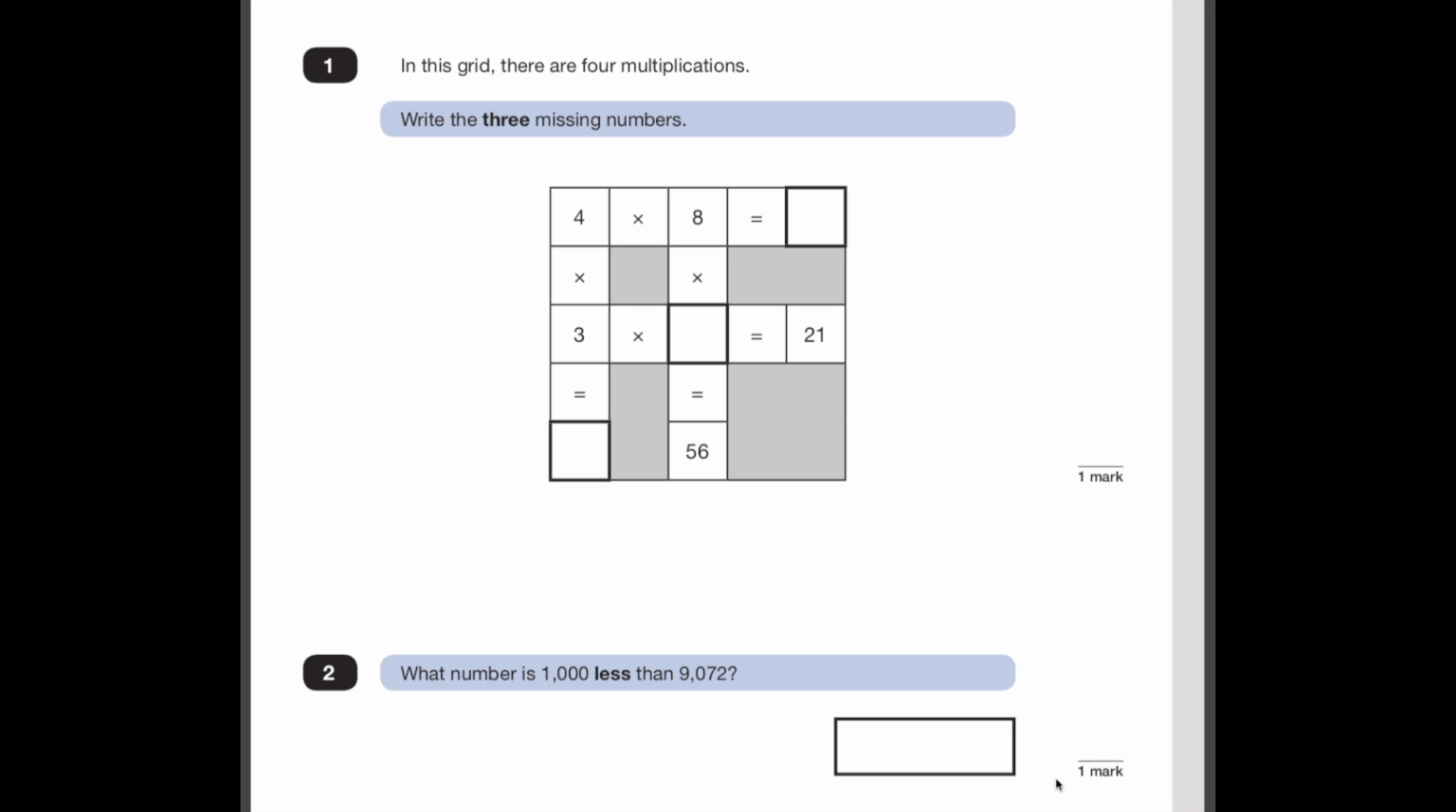Okay, number 1. In this grid there are 4 multiplications. Write the 3 missing numbers. Basically, this question is just testing your knowledge of times tables. All we need to do is fill in the empty spaces.